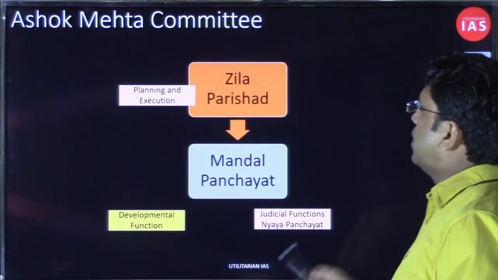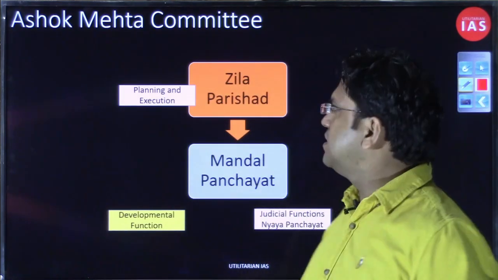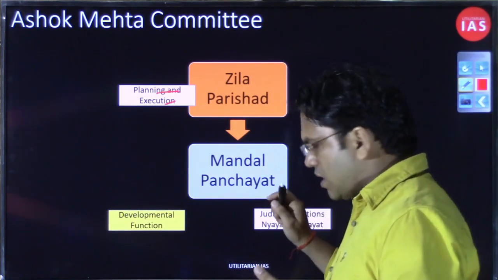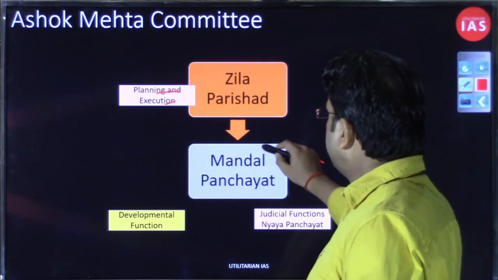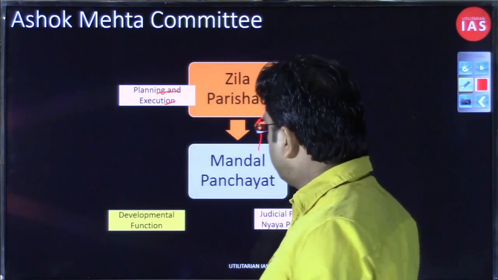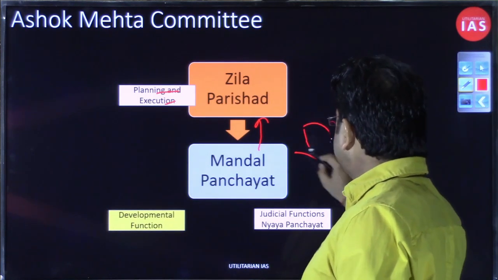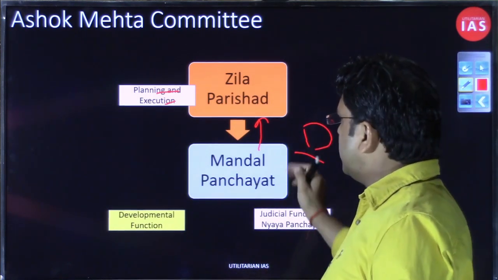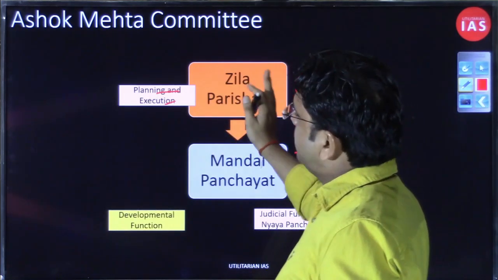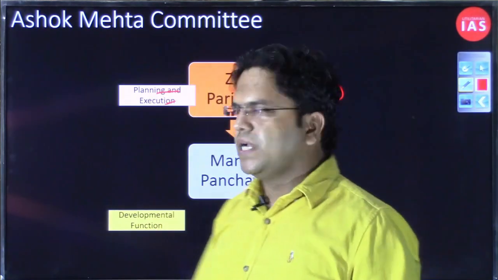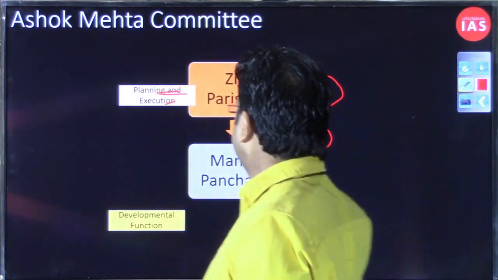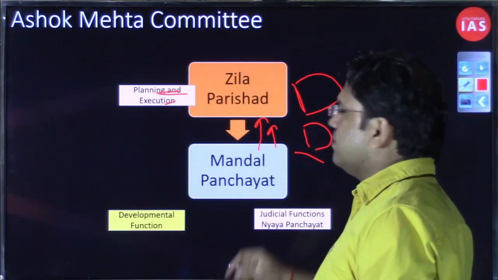About the role of the Jila Parishad, it said that the Jila Parishad's job would be planning and execution, right? Whatever requirements or needs these Mandal Panchayats have, they will forward them, whether about funds or any services or facilities that they need. Finally, there will be n number of Mandal Panchayats, and the Jila Parishad will collate all the reports from the various Mandal Panchayats. Thereafter, depending on the resources, it will plan what should be done and whose demand should be accepted.